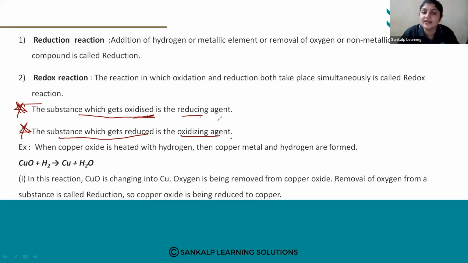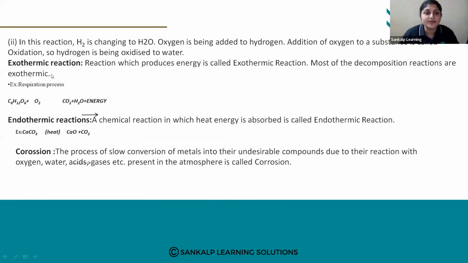The substance which gets oxidized is the reducing agent, and the substance which gets reduced is called the oxidizing agent. So these were the examples we had discussed in the earlier class. So we'll go for the next.